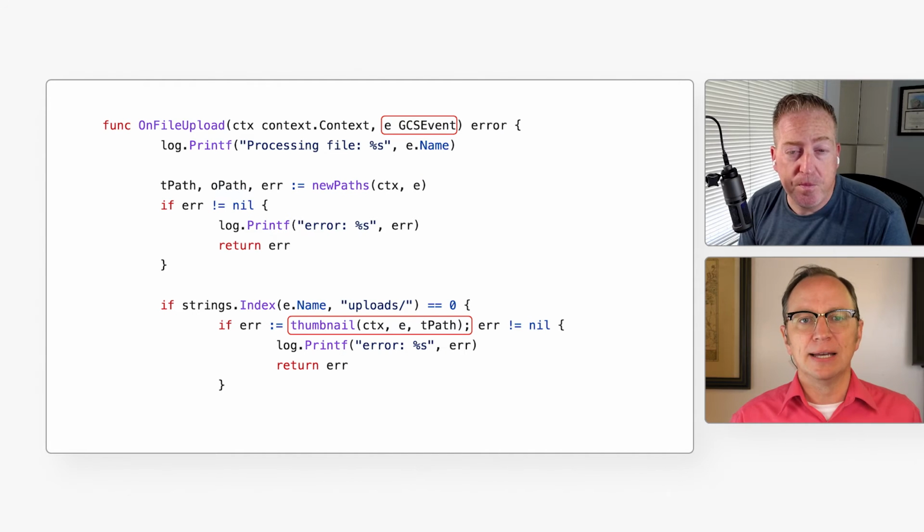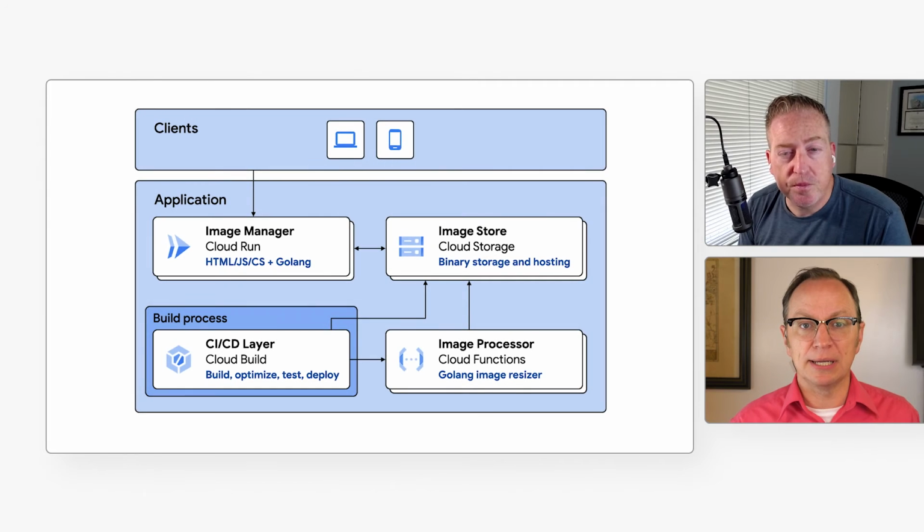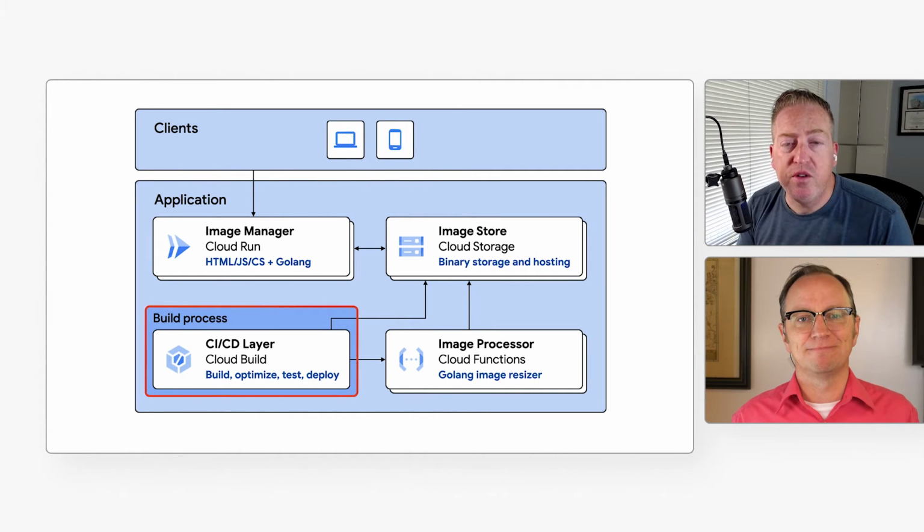I see. Let's go back to the architecture diagram. Tell me about the CI/CD layer here. Sure, Cloud Build uses Artifact Registry to host the built image for the Cloud Run service to use, and it also publishes the function. I see.